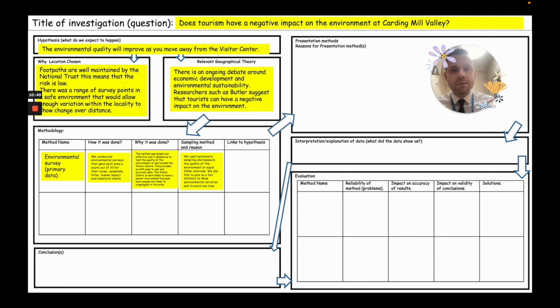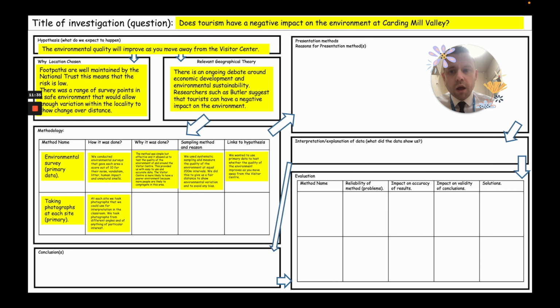Because we could have just gone to a place that looked dirty and said, man, it's horrible here. Alright? We had to have a system in place to get rid of that bias. And the link to the hypotheses, we wanted to use primary data, what we collected ourselves, to test whether the quality of the environment improves as you move away from the visitor centre. That's what we expected.